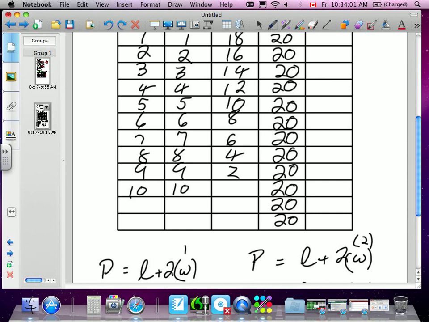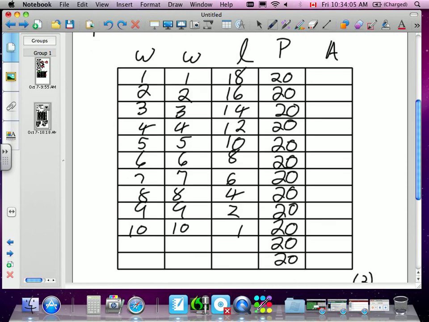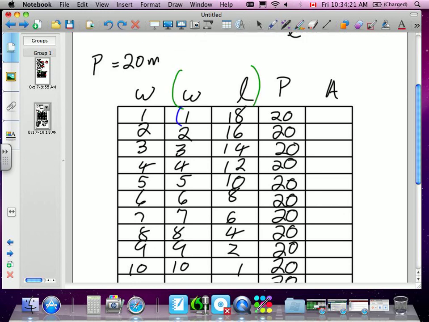So, we can't have a side that's 0 length. Otherwise, we don't have a shape anymore. So we've put down all of our widths and lengths, and we know they're going to add up our perimeter to 20. What I now need to do to find area once again is I need to multiply a width and a length. So 1 times 18 gives me an area of 18, and it's all meters squared.